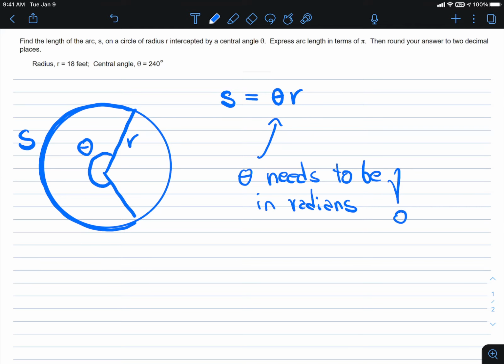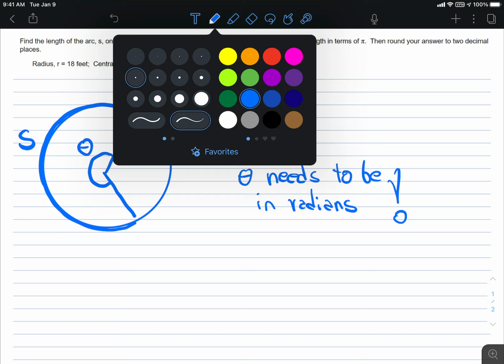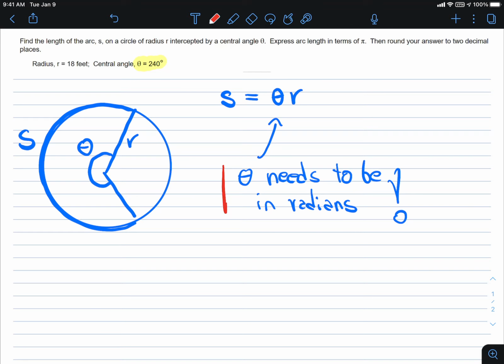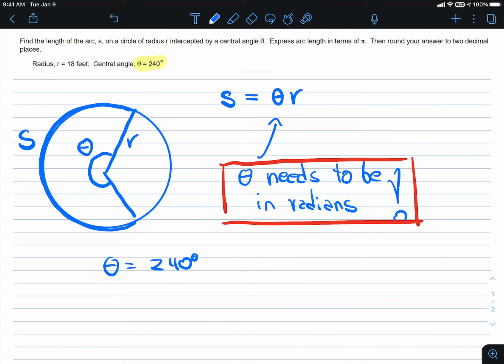So in this problem, you're going to see that we're given theta in degrees, and that's not what we want at all. So I'll even make this red so that you pay attention to that. So the first order of business then is to convert theta from degrees to radians. So theta is 240 degrees. So how do you convert that from degrees to radians? You multiply that by pi over 180 degrees.